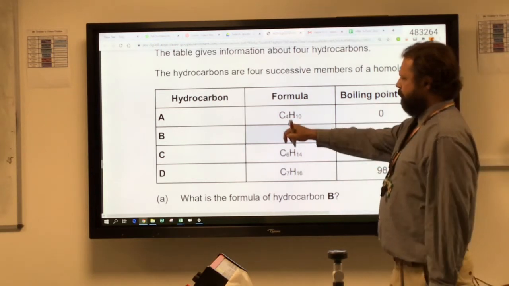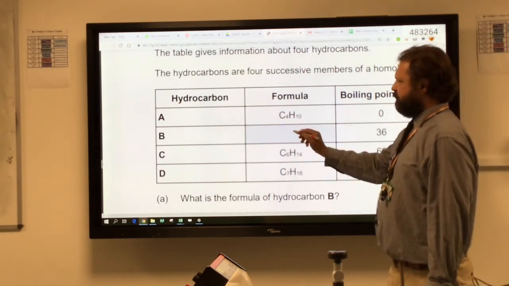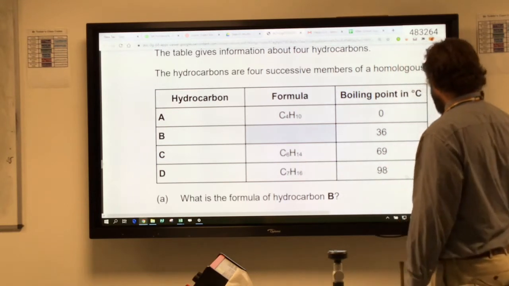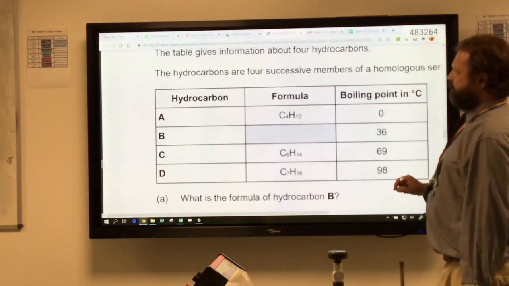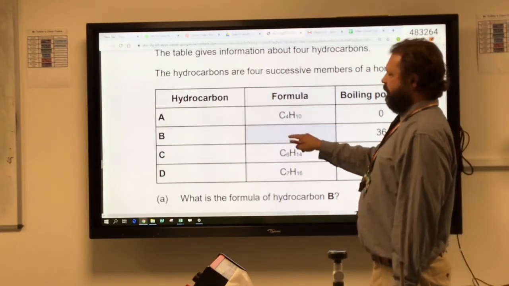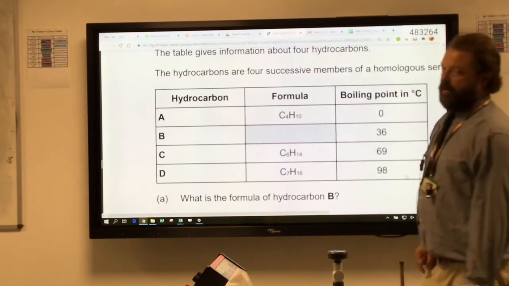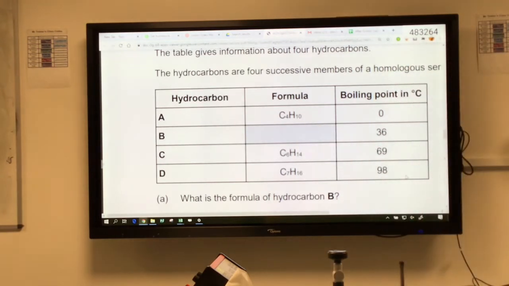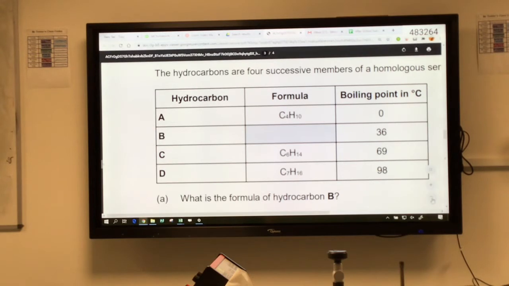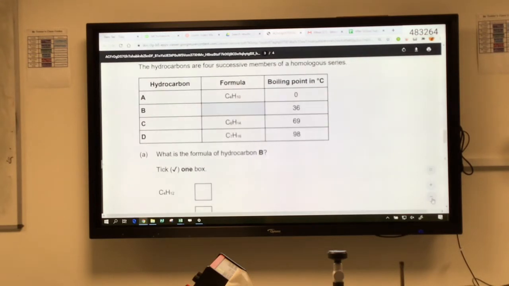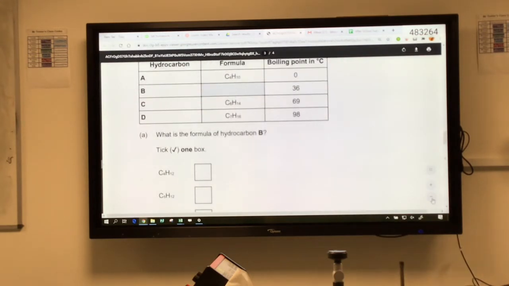So you've got C4, C6, C7. This must be the one with 5. So we're going to put in C5, and we know that the hydrogens will also go up, and we can write that in. Let's make it smaller.